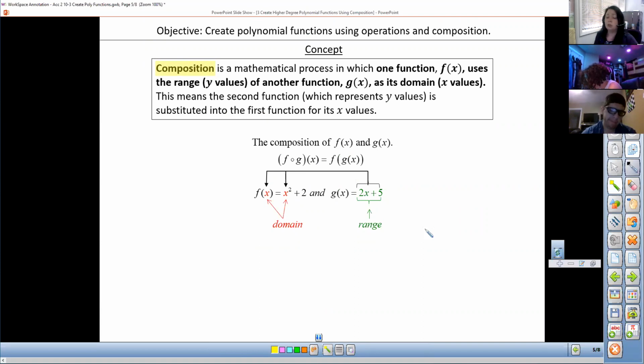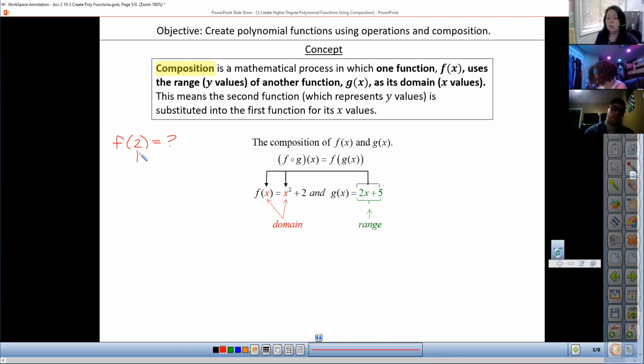Where this relates to our prior knowledge is like if we were asked to find f of 2. So if we were asked, well, what is f of 2? Then we know that this 2 in the parentheses is our x value. And let's say that f of x was equal to x plus 3. So that would mean that f of 2 would become 2 plus 3, and we'd know it would be equal to 5. This is the prior knowledge that we have that composition relates to.